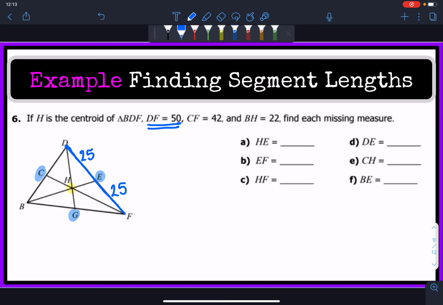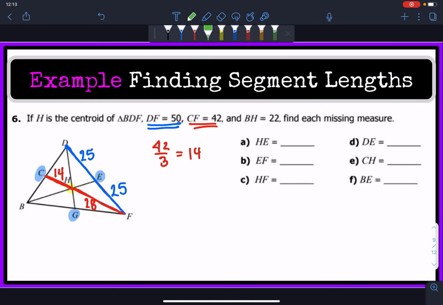Now, the second piece of information we're given is that CF is 42. Well, the distance from C to F, which is this median there, when divided by 3, will tell me the distance from the centroid to the shorter end of that median. Well, 42 divided by 3 is equal to 14. And if the shorter end of that median is 14, then the longer end of the median, which is from the centroid to the vertex, is going to be twice as big. So that section would be 28.